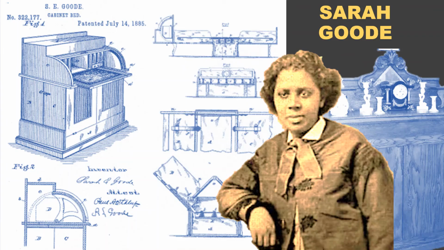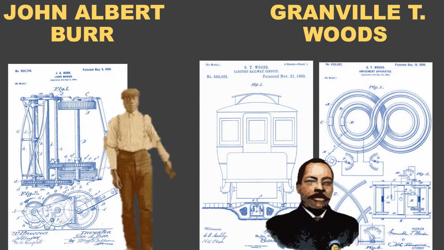Born into slavery, Sarah Good became the first African-American woman to receive a U.S. patent. Good patented the fold-away bed, which was useful for Americans living in small apartments. John Albert Burr patented an improved rotary blade lawnmower. Granville T. Woods patented a series of inventions for trains and streetcars, including a telegraph that could send signals between stations and moving trains.